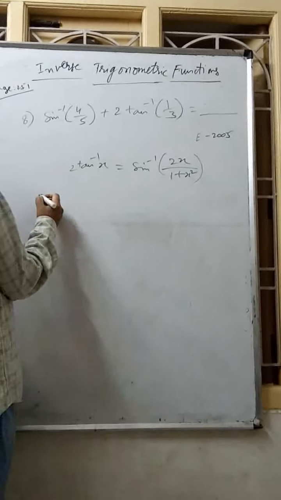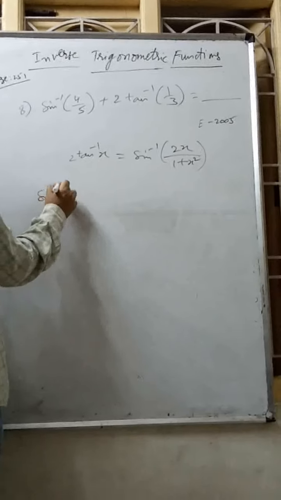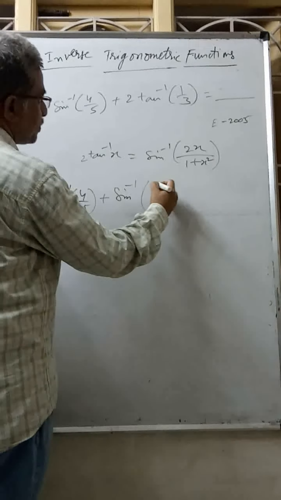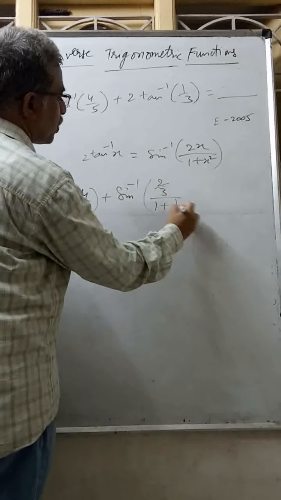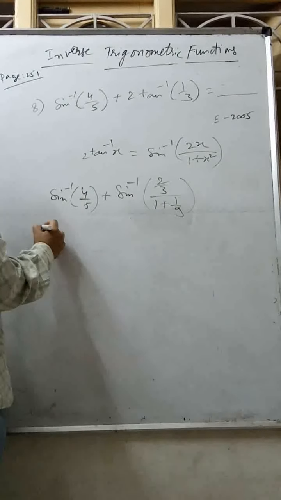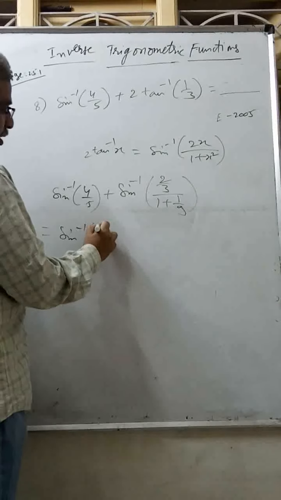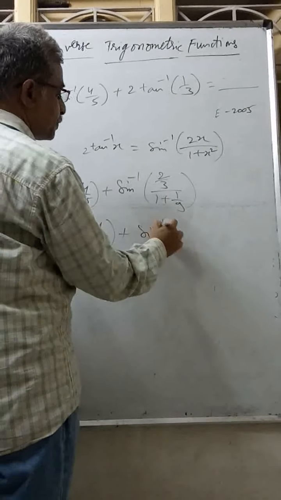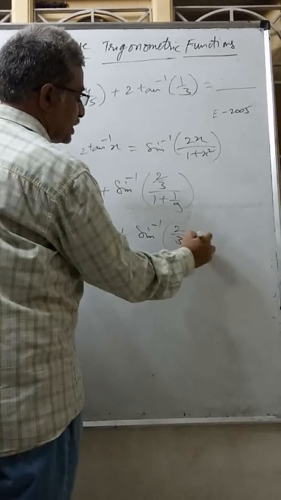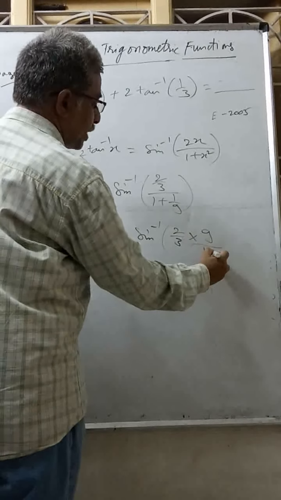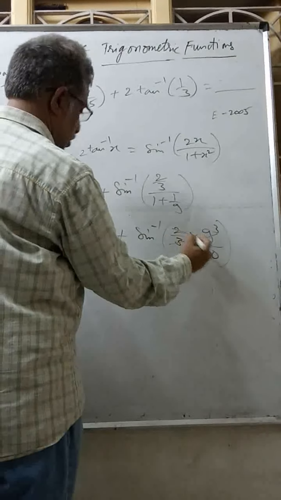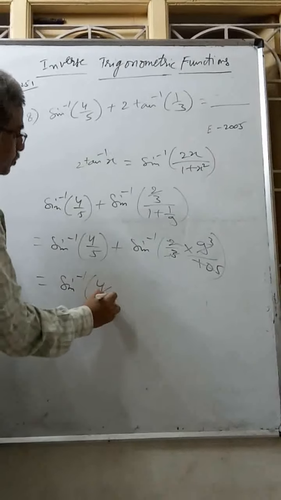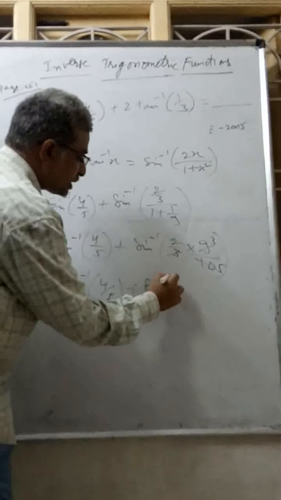So this becomes sin inverse 4 by 5 plus sin inverse of 2x, means 2 by 3 by 1 plus x square, 1 by 9. So this is equal to sin inverse of 4 by 5 plus sin inverse of, if I take 9 LCM and reciprocal at a time, 9 by 10. So 3 3s are, 2 5s are. So this is like sin inverse 4 by 5 plus sin inverse 3 by 5.